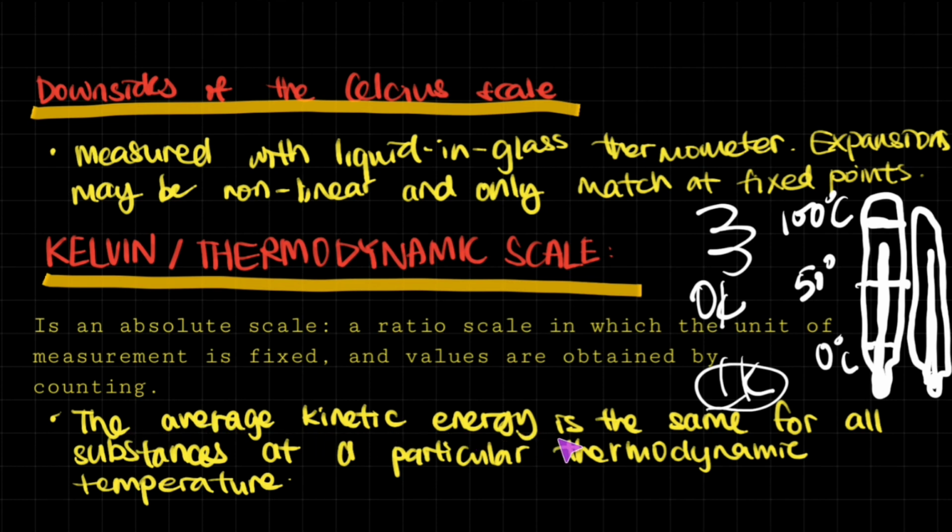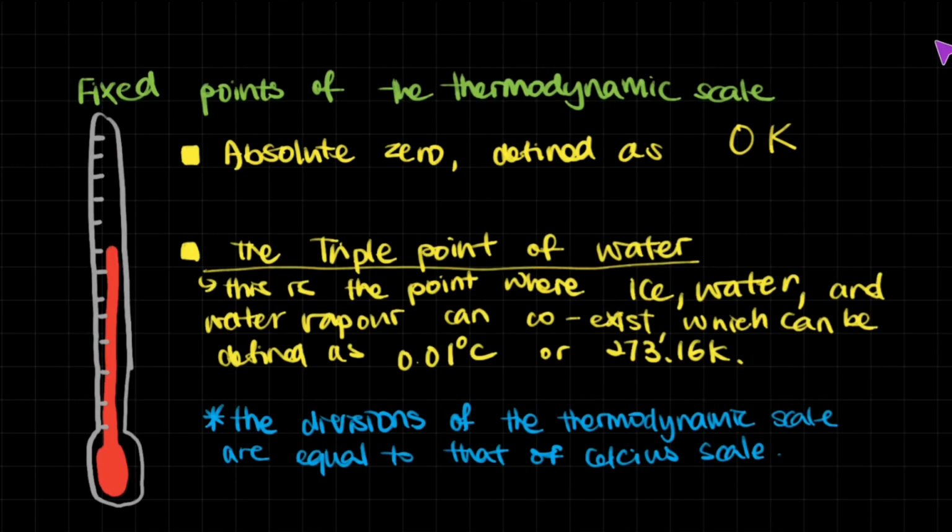We also look at it in terms of kinetic energy. The average kinetic energy is the same for all substances at a particular thermodynamic temperature. This is telling us that at 0K, which is a particular thermodynamic temperature, the average kinetic energy of all of the substances is going to be 0 joules. At 1K, it's also going to be x joules, the average kinetic energy, and it's going to be the same across every single substance, which makes it very linear and easy to measure and also to compare.